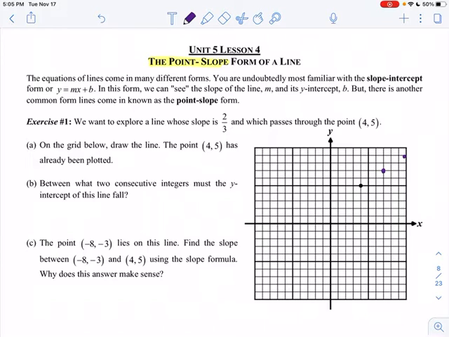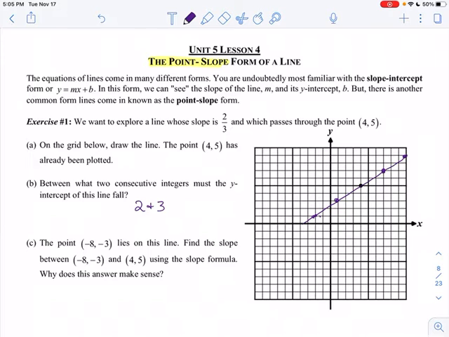And then I want to find out what the y-intercept is. So I'm actually going to go down 2/3 and down 2/3. If I connect those points and I have that line, you can see my y-intercept isn't an actual integer. My y-intercept falls between 2 and 3. So that's question B: between what two consecutive integers must the y-intercept fall?